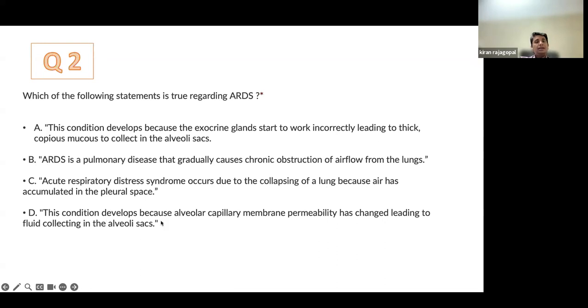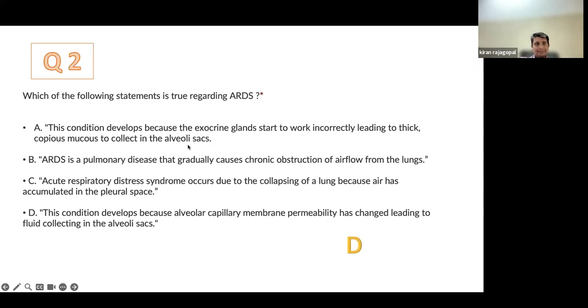D, this condition develops because the alveolar capillary membrane has in the alveoli sacs. So which of this describes ARDS best? A, B, C, or D? Yes, the answer is D. Because remember, in ARDS inflammatory mediators are there. It leads to damage of the alveolar capillary membrane, which leads to increased capillary membrane permeability, leading to interstitial edema and fluid filling of the alveolar sacs.